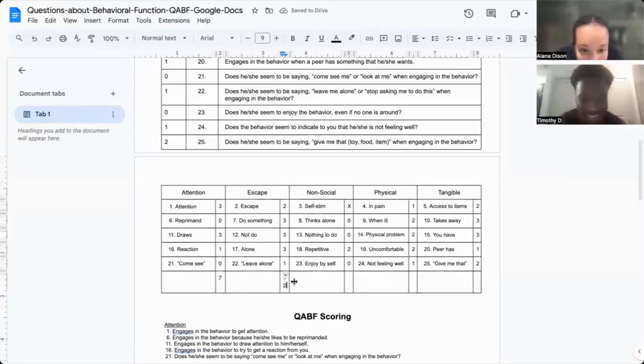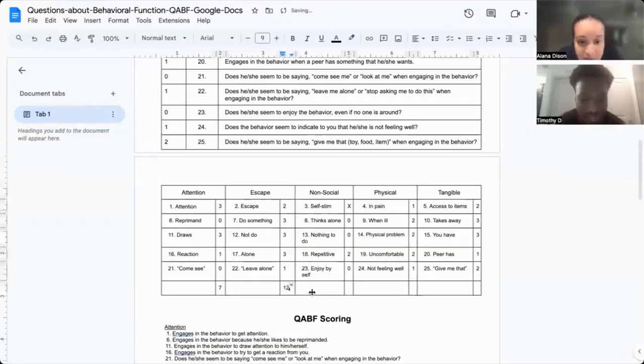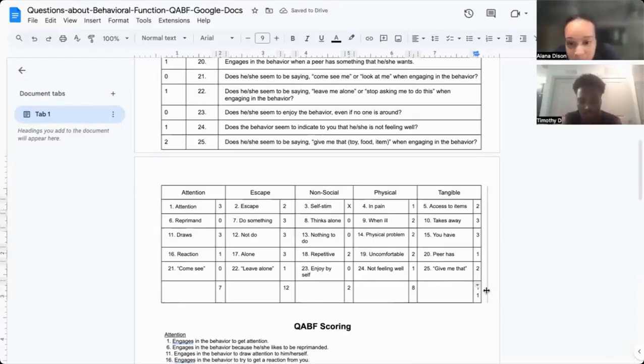Wait, let me open this out a little more. Okay. Non-social, we got an X, 0, 0, 2. So our total is 2. Physical, we got 1, 2, 2, 2, 1. That's 8, right? Yeah. And then for tangible, we got 2, 3, 3, 1, 2. That's 11, right? 11, yeah. Okay, let's move this over just a tad.